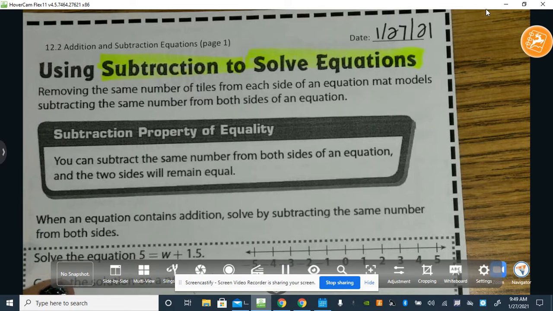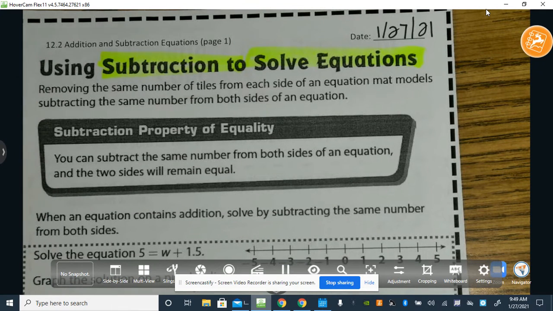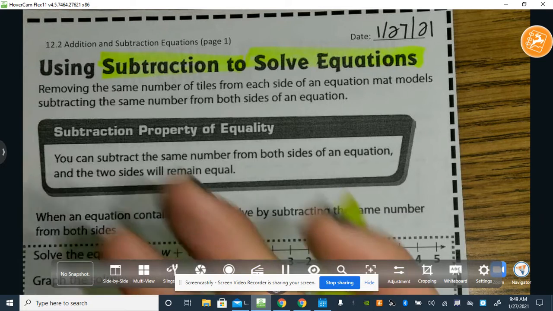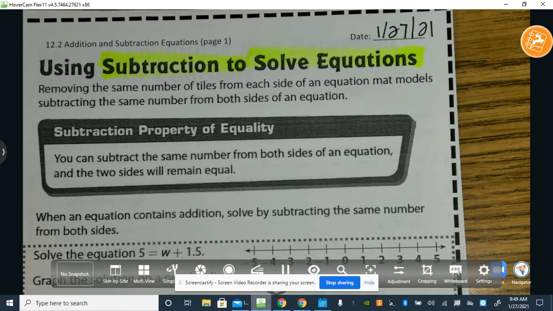You need to get a new highlighter here. Mine's running low. So, removing the same number of tiles from each side of the equation models subtraction of the same number from both sides of an equation. Think about this as a scale, guys. It's like a pan balance scale. What you remove from one side, you need to remove from the other to make it balance.